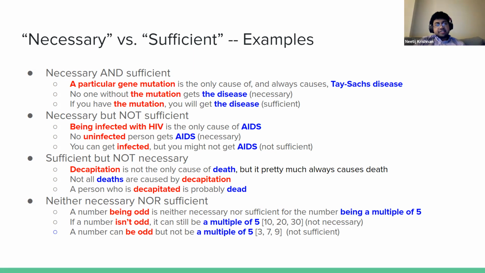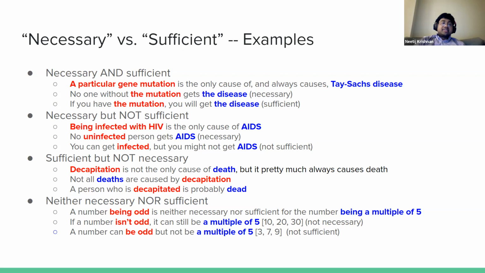Necessary but not sufficient. Being infected with HIV is the only cause of AIDS. No uninfected person ever gets AIDS, so it's necessary. But you can get infected, but you might not get AIDS. So HIV infection is necessary for AIDS, but not sufficient for AIDS.